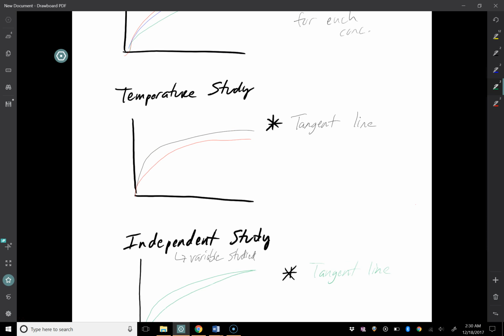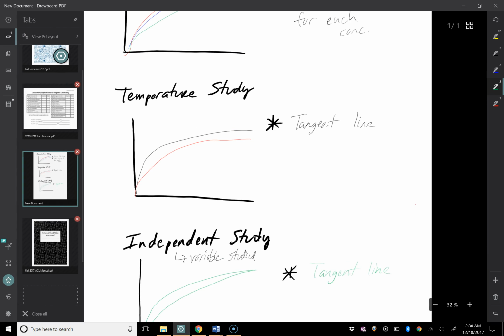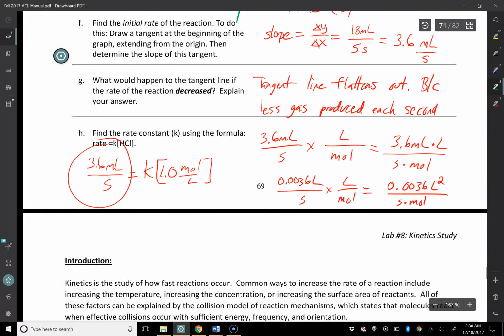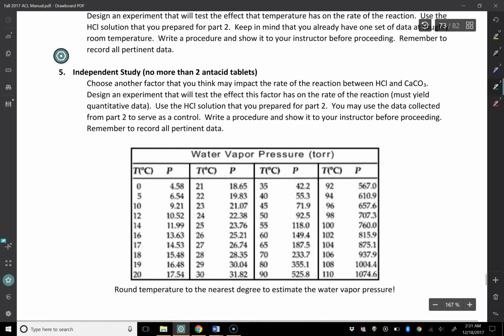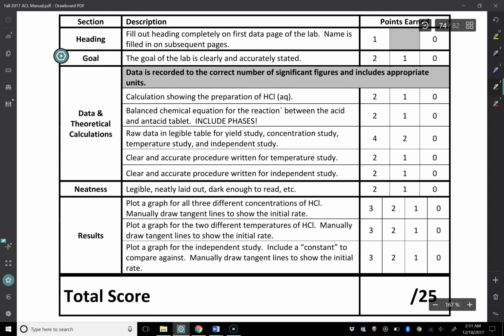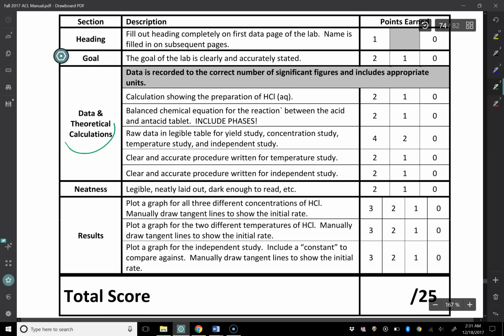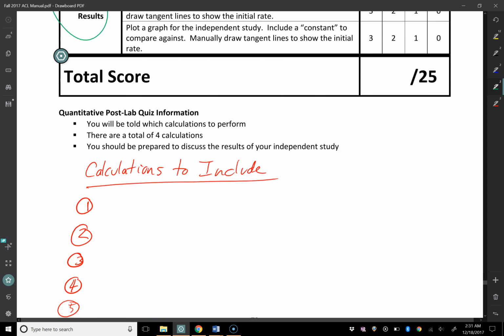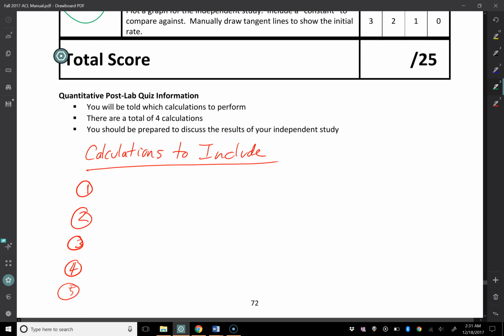Okay, and last but not least, I just kind of want to update what is on the rubric. So, what's that? Back to this. So hopefully no surprises and definitely no changes on the data and theoretical calculations. The results, kind of what I just talked about as far as what should be shown on the graph. There are also some calculations that I'd like you to include.